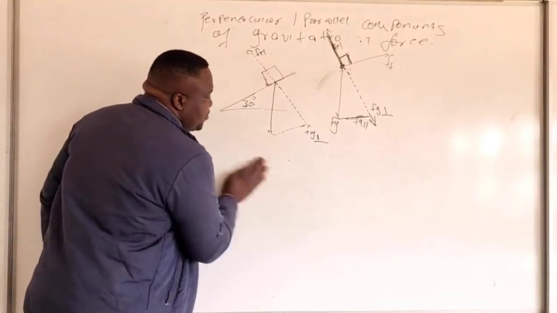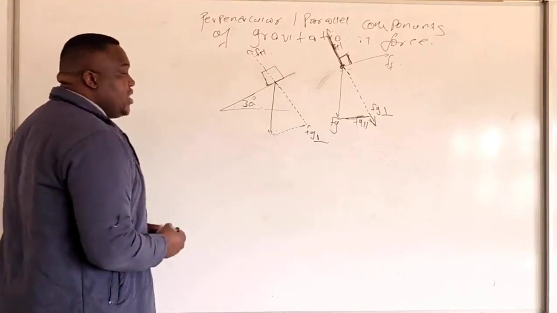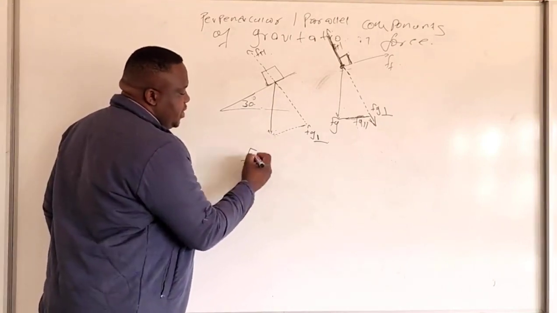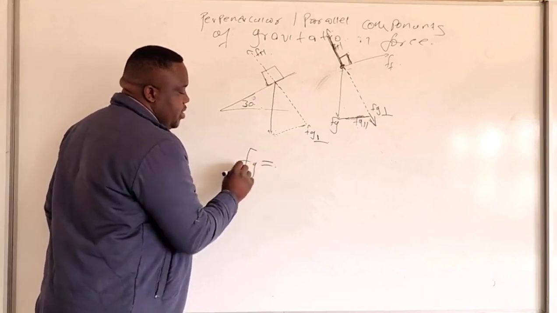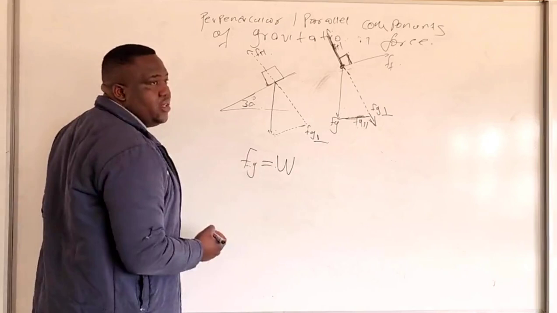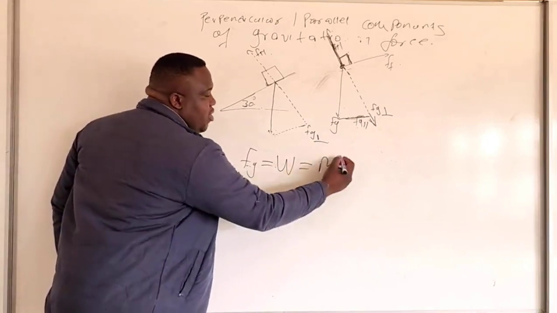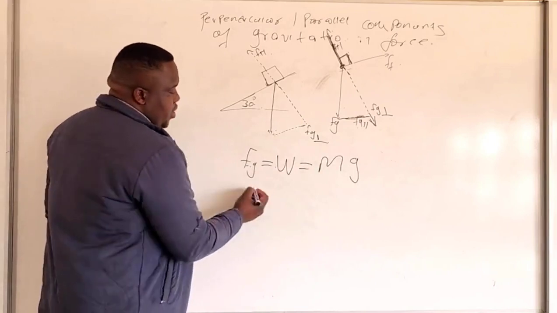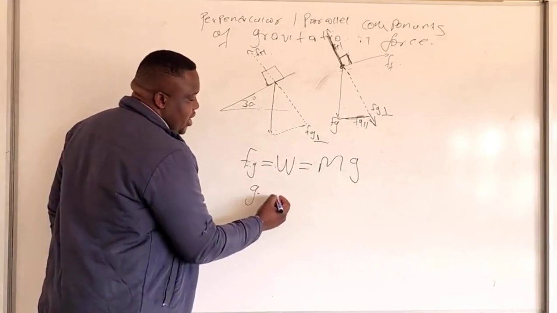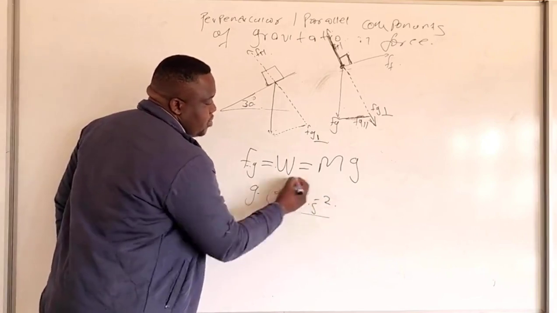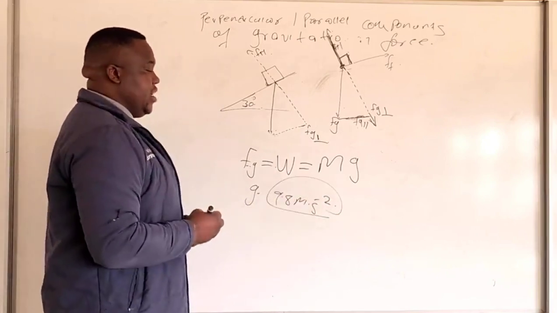So now, when we calculate FG perpendicular, we say FG. Okay, let's start by explaining FG, the gravitational force. Gravitational force is equal to weight. Weight, which is the product of mass and gravitational acceleration. We know that gravitational acceleration is 9.8 meters per second squared.